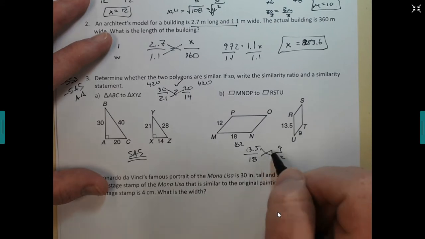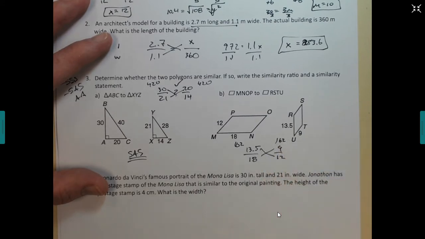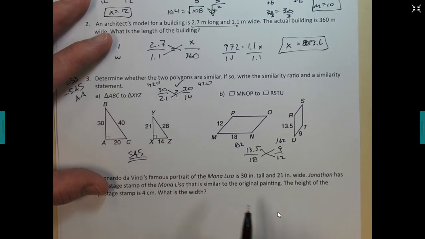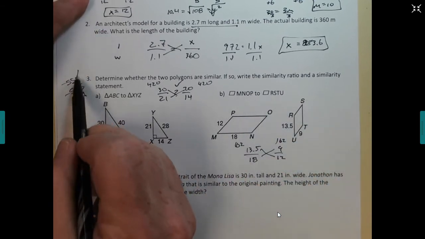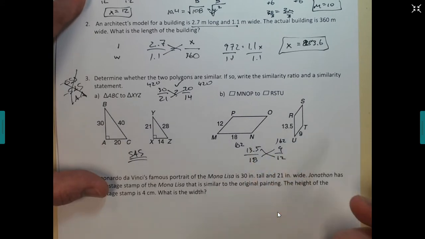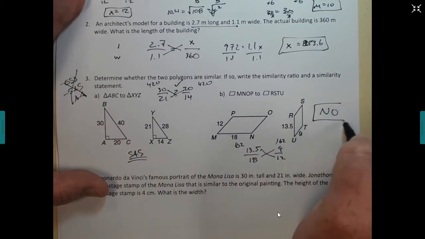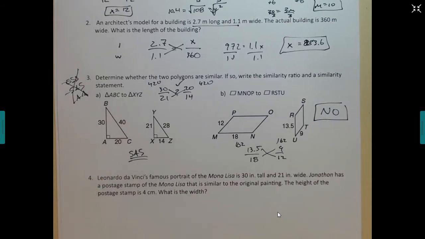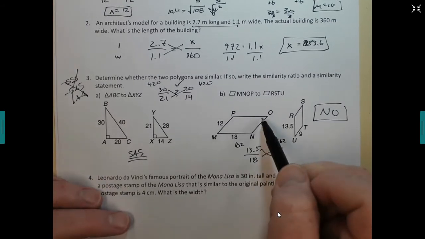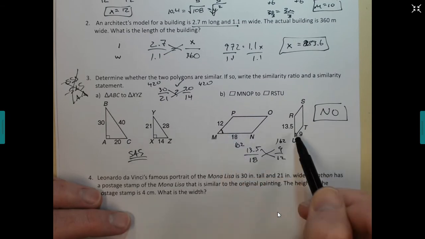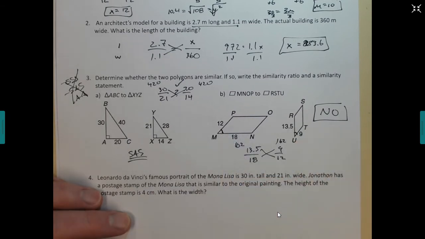I get 162 the other way. So a lot of people might be thinking, oh, this is great, but we can't use any shortcuts. I can't use any of these shortcuts with four-sided objects. I don't know anything about the angles, so I can't prove they're similar. They might be, I can't prove it. I would need to know that this angle here was the same as this one, and I can't prove that.